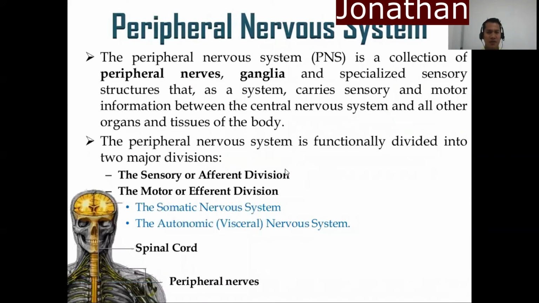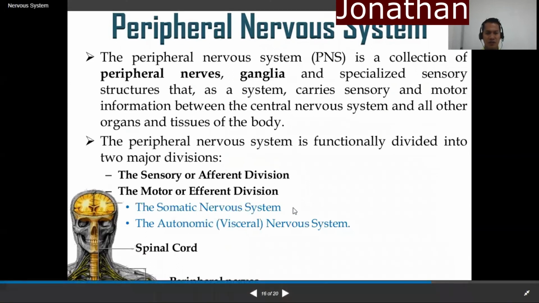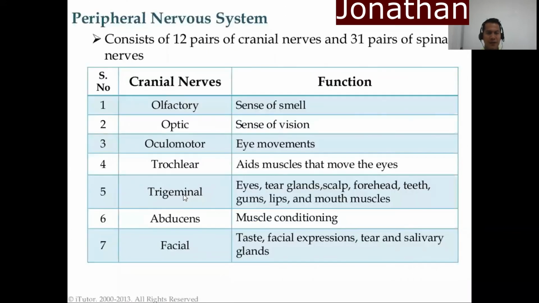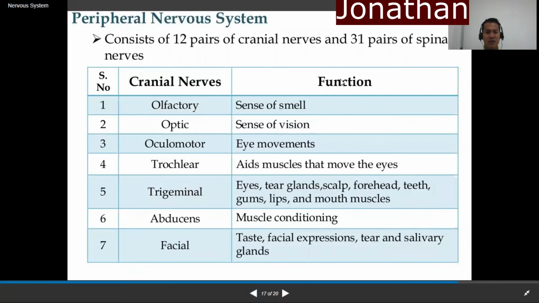The peripheral nervous system, on the other hand, has two major divisions, the somatic nervous system and the autonomic nervous system, okay? Or sometimes we call it sensory, or afferent, or motor. So these are all the cranial nerves in our body. I'm not going to talk much about this. I think you will study this in your higher biology classes. But basically, these are all the cranial nerves and their functions.